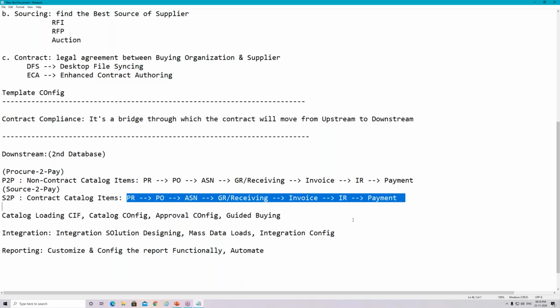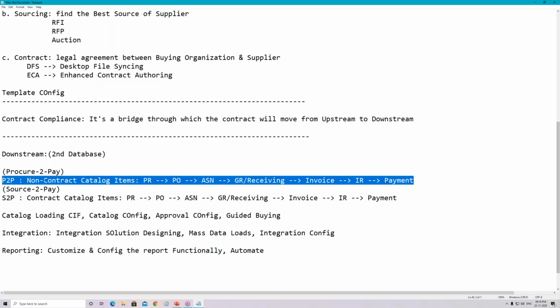But if you look at P2P, it does not have anything from the upstream side. Why? Because here it is a non-contract catalog item which is loaded in the downstream side within the catalog section as a part of catalog CIF, catalog interchangeable file format. So for this you don't need upstream. That is why it can only be done in downstream. So that's the difference between P2P and H2P.